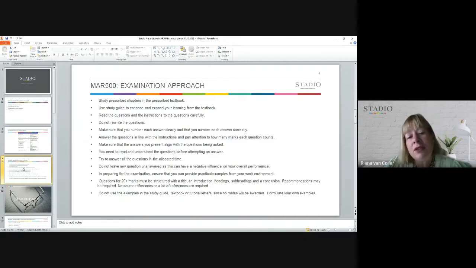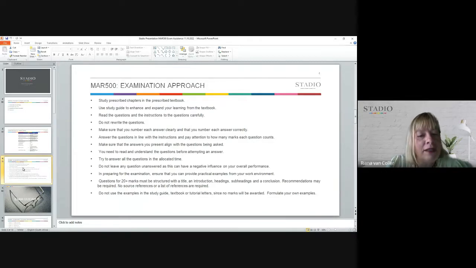When you read the questions in the exam, make sure that you also read the instructions very carefully. You don't have to rewrite any of the questions as before, and make sure that you answer each question very clearly and that you number all of the answers correctly. Answer the questions in line with the instructions and pay attention to how many marks each question would count. And make sure that the answers that you present will align with the questions being asked.